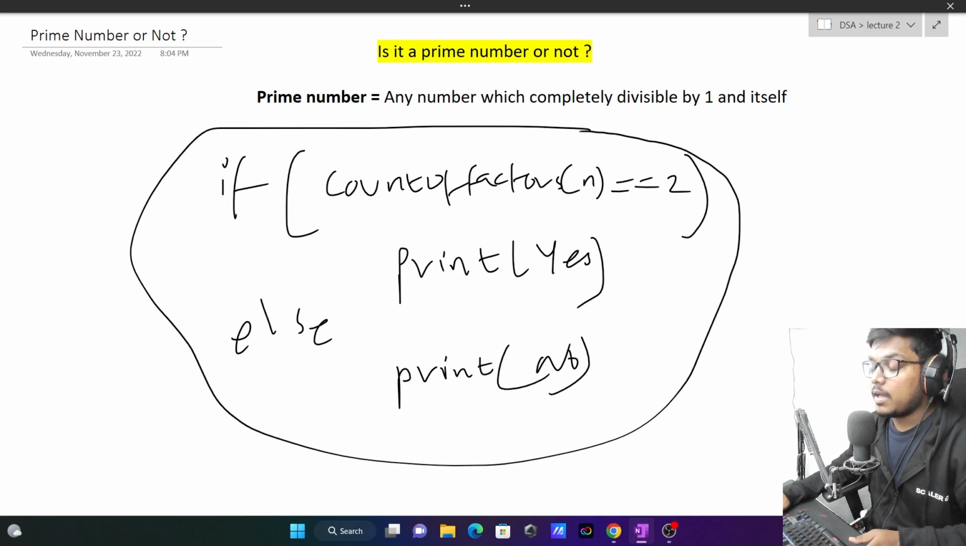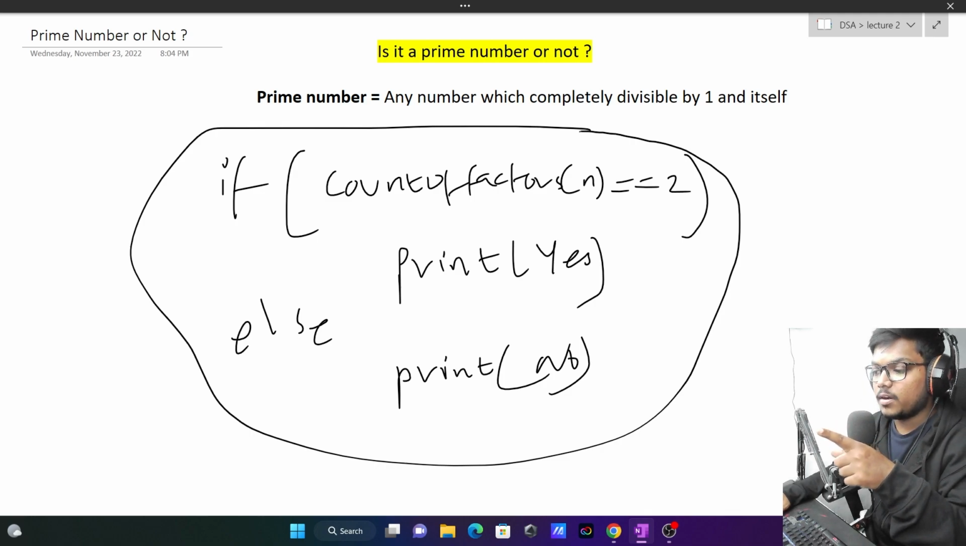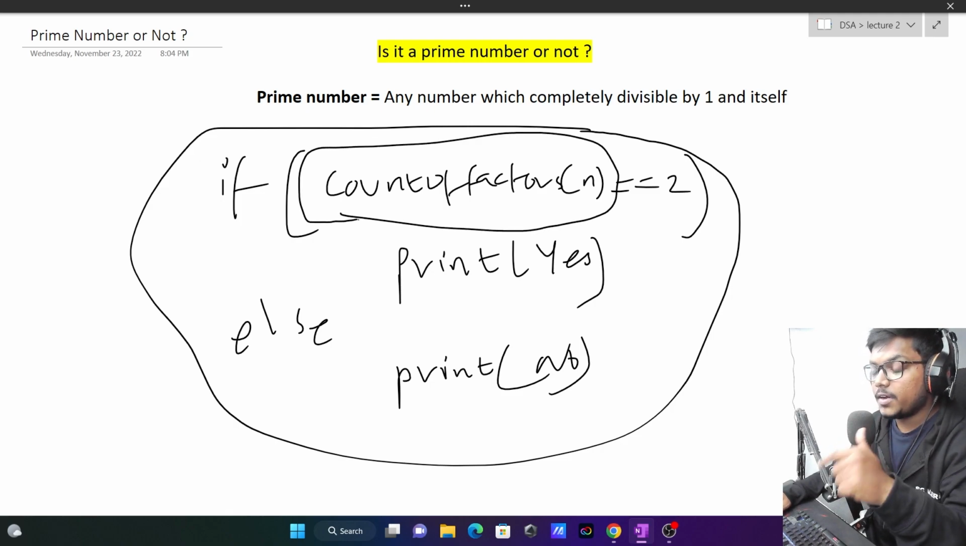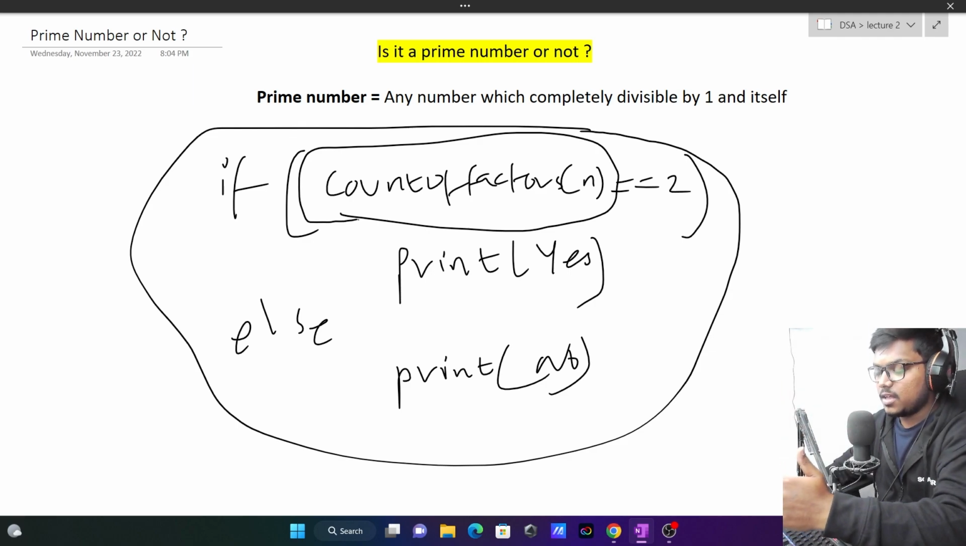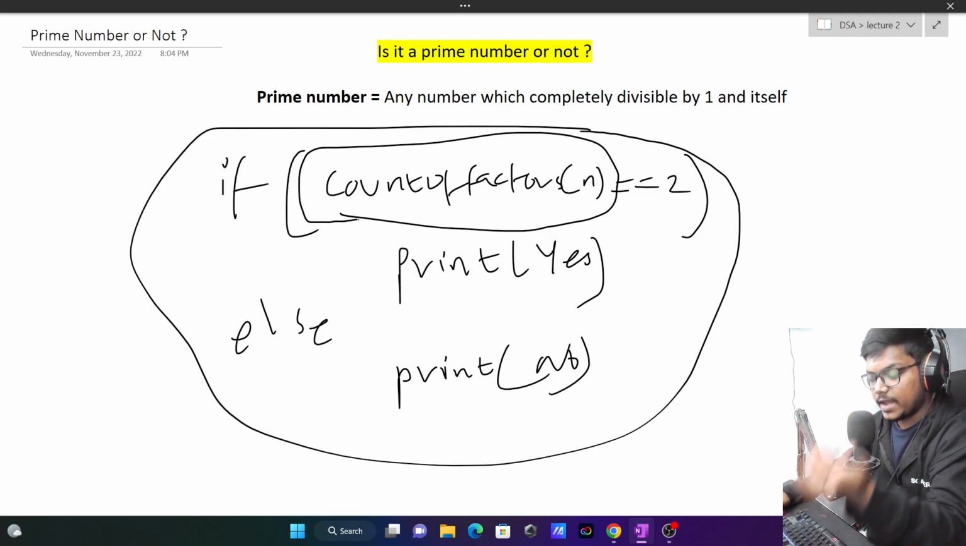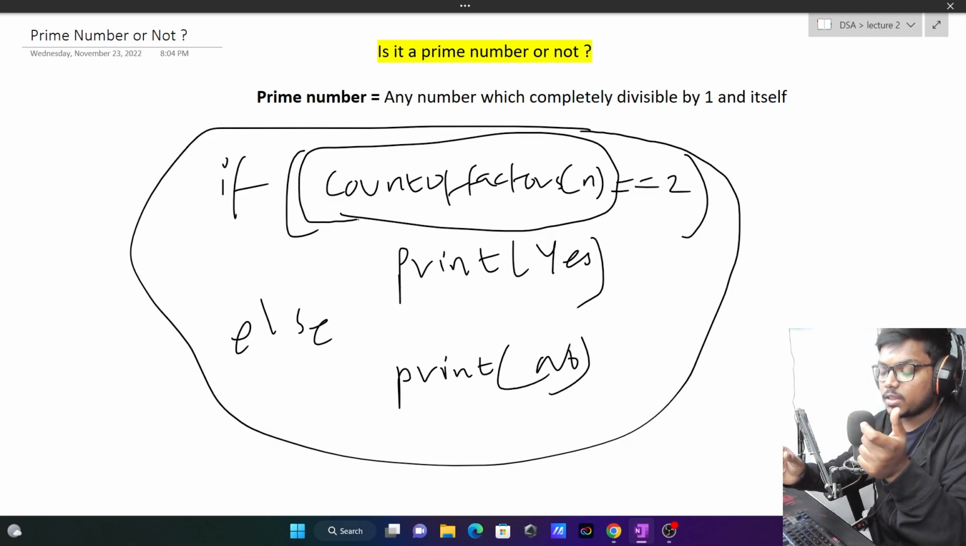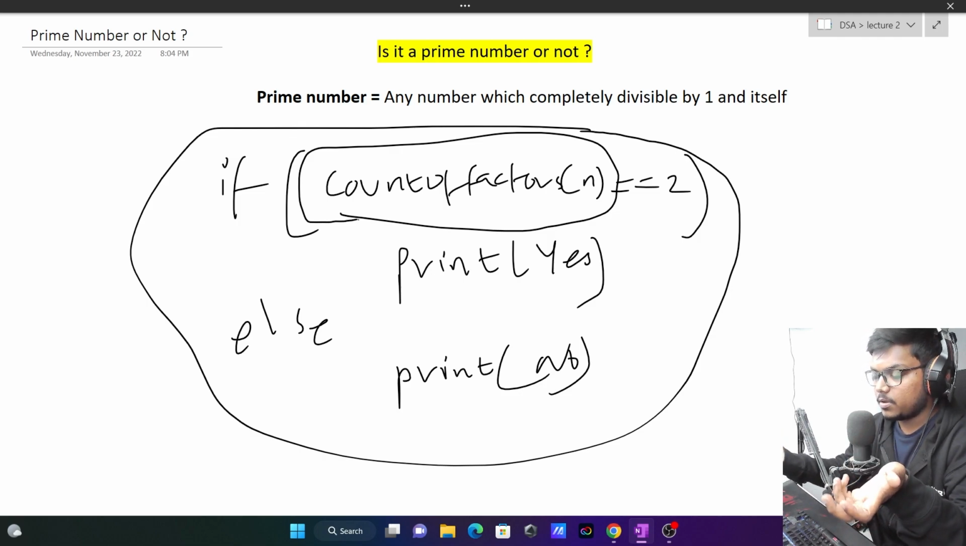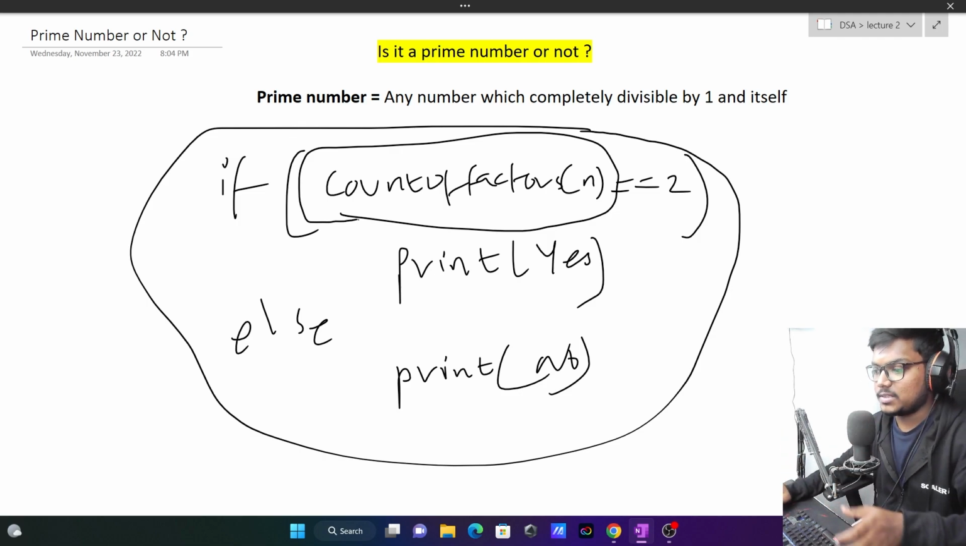As I said, functions are very important. In the previous video we solved count of factors and wrote it in a function, so if you don't know it, you can check that video. We can simply use that function to get the count of factors of n. If the count is equal to 2, then it is a prime number, else it is not, because a prime number has only two factors. Now let's see the code.